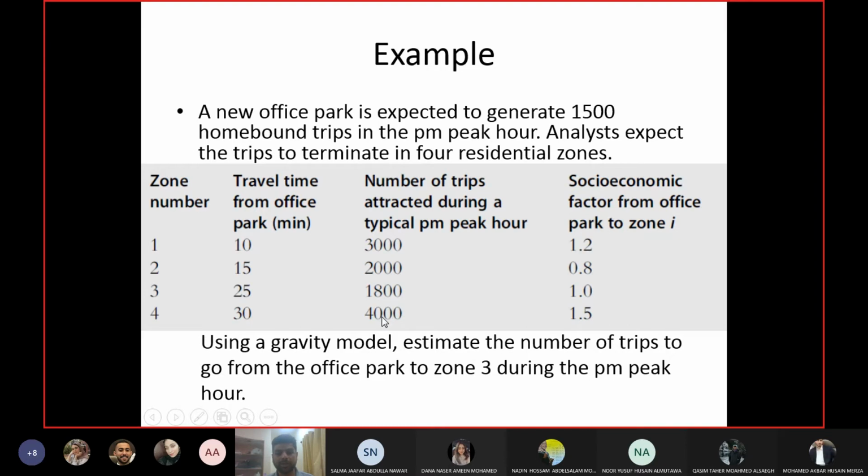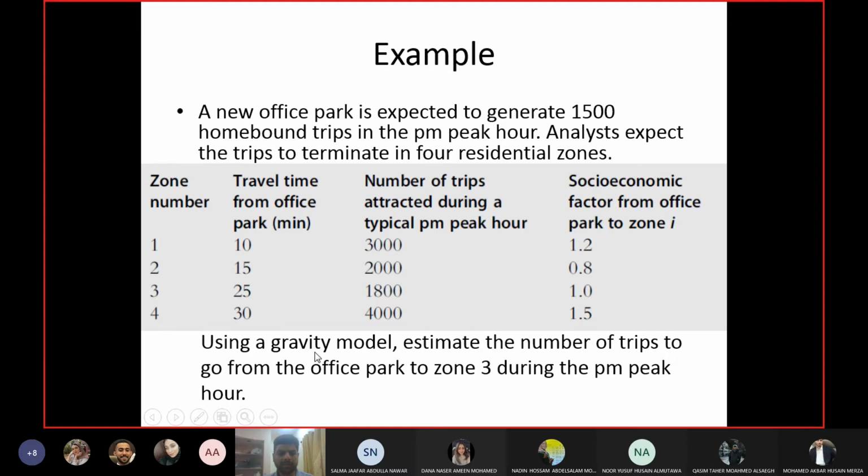Sorry, I made a mistake here. They are coming out of each zone, but I have to estimate how many of them will come into my office park. Obviously 1500 trips are total generated, so obviously 3000 and 2000 cannot be coming to my office park. These are the number of trips coming out in total from each zone, and my office park has a total of 1500 trips. So out of 1500, how many are from zone 1, zone 2, 3 and 4? This is what I have to estimate.